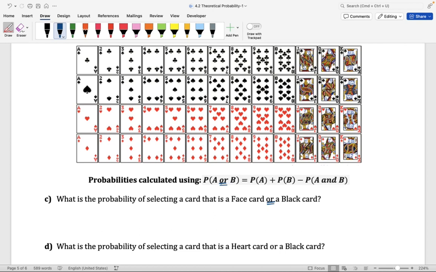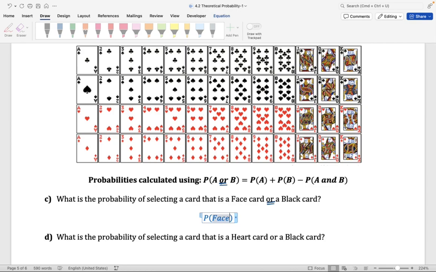So make a note to yourself. The hard part of computing probabilities is knowing what probability rule to use. Here I'm going to write the probability of face or black. According to the addition rule, we need to take the probability of getting a face card plus the probability of getting a black card minus the probability of a face and black.